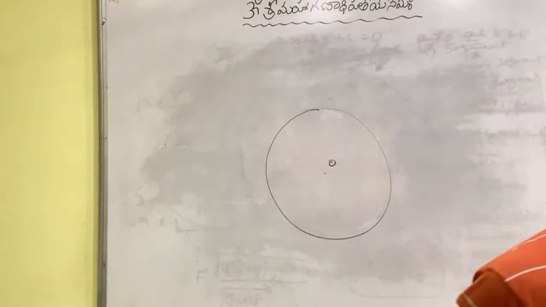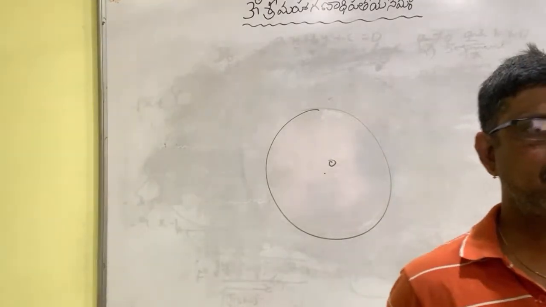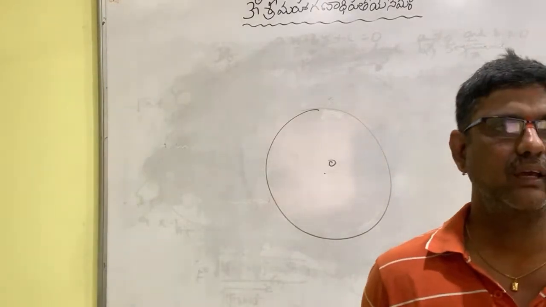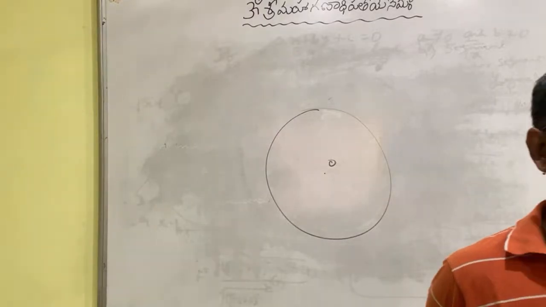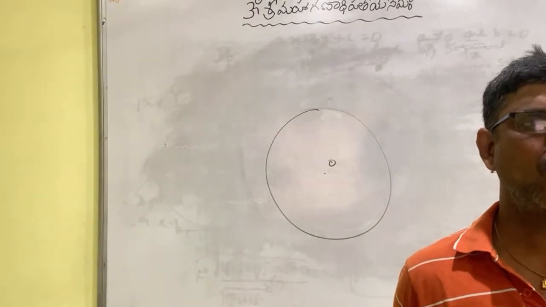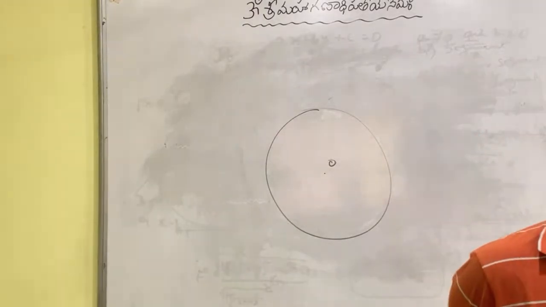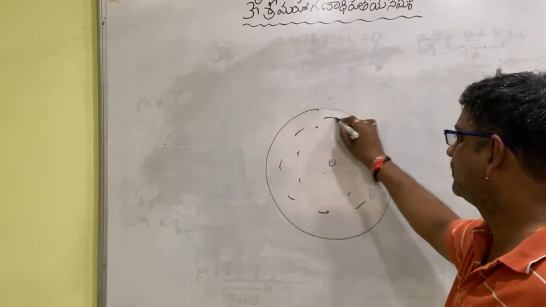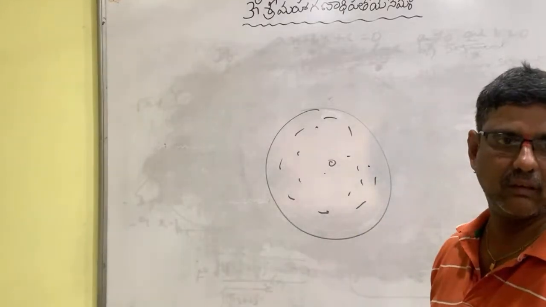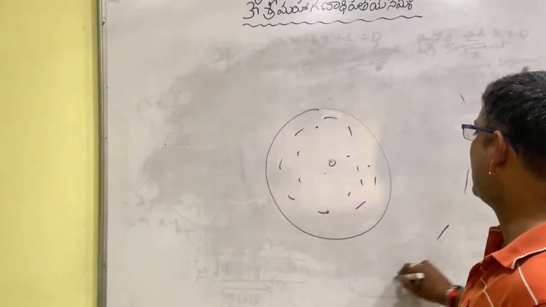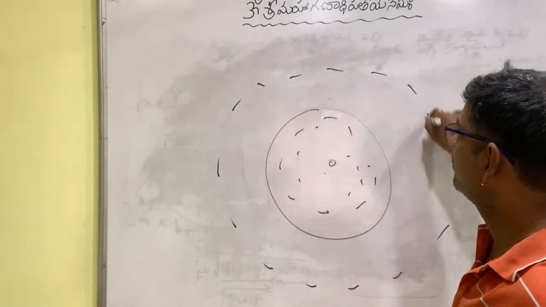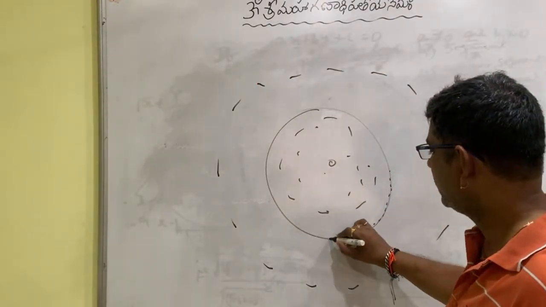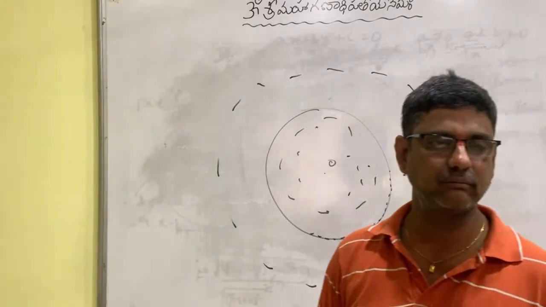Yeah. You need to say the three parts are: interior of the circle, exterior of the circle, and the points lies on the circle. Points lies inside the circle. Points lies outside the circle. And points lies on the circle. These are the three parts.